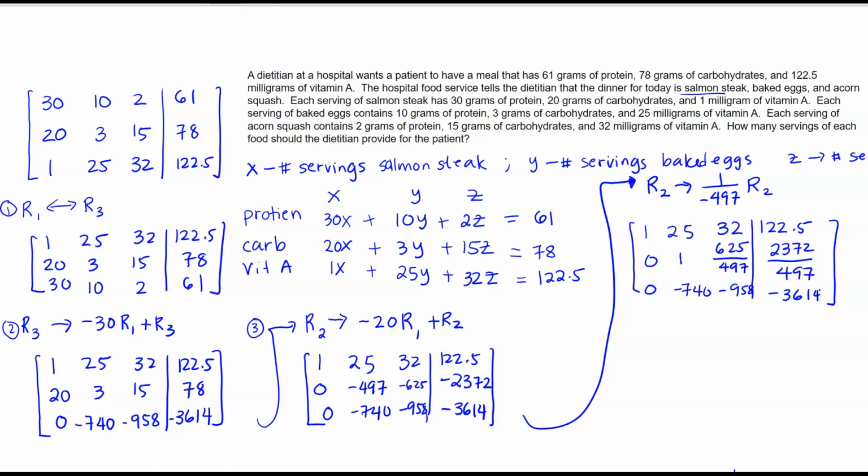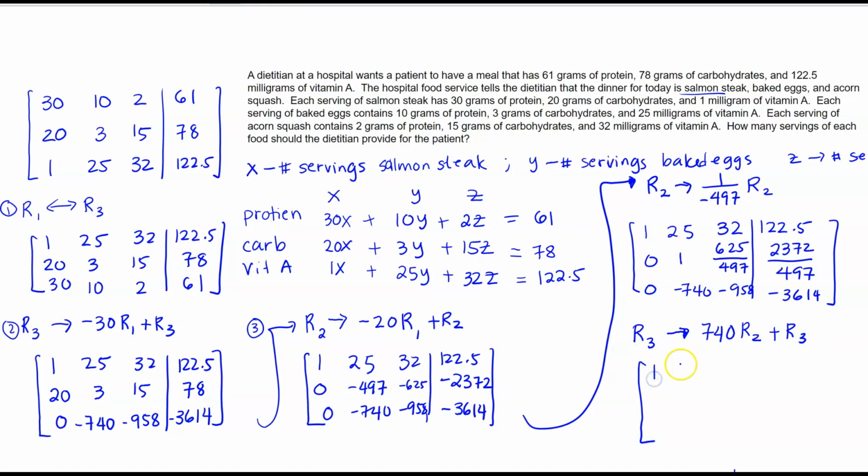Okay, now we want this to be 0. So how do we obtain that? For R3, we will replace R3 by, again, the goal is to make this equal to 0. You can easily do that by multiplying 740 to the second row, and then you add that to the third row. And then you obtain this matrix here.